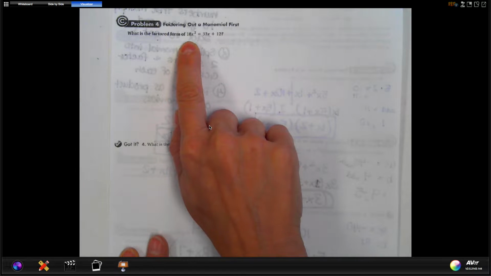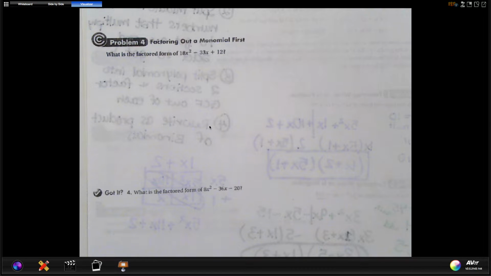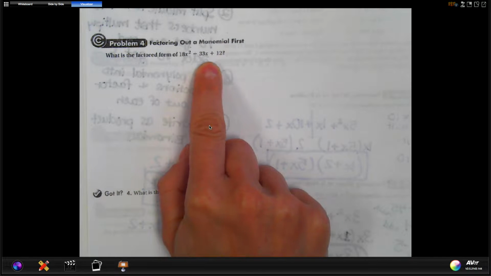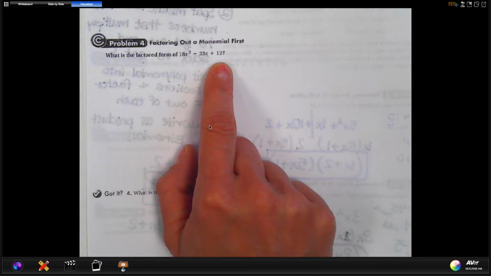Okay, so in this case, again, our a is greater than 1. In fact, it's much greater than 1, isn't it? It's 18. That is a good indication that if it's quite a bit larger, we are going to have to factor out a GCF first, okay? So, is there a greatest common factor between 18x squared, negative 33x, and 12? What is the greatest common factor? 3. It's 3.